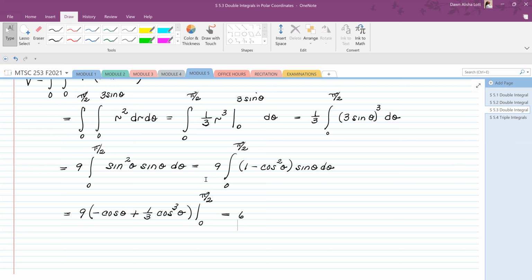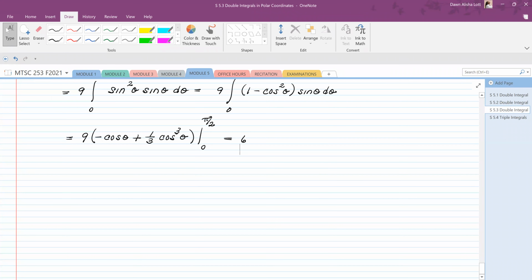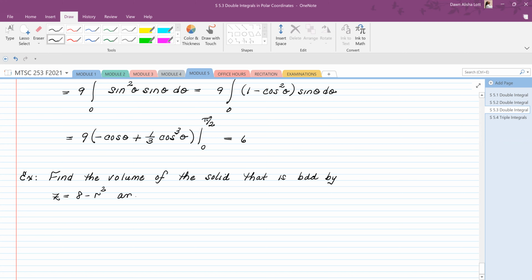Okay, another example. Find the volume of the solid that is bounded by Z equal to 8 minus r squared, and Z equal to r squared.